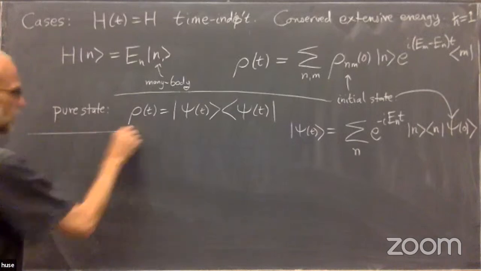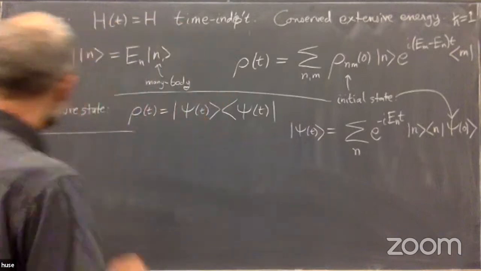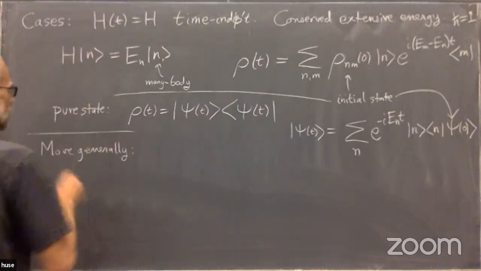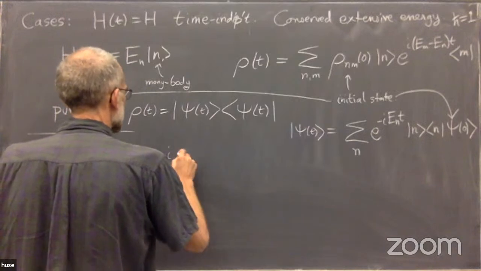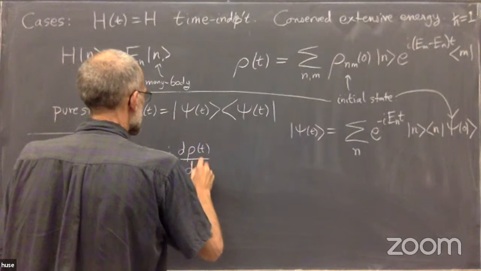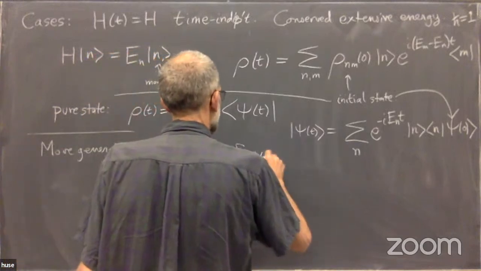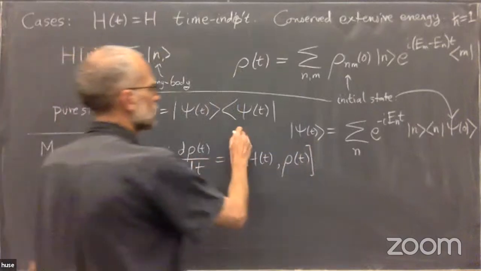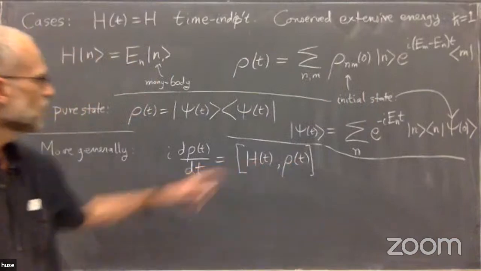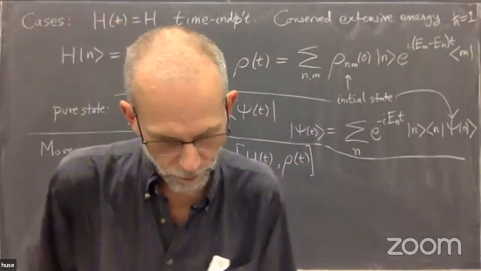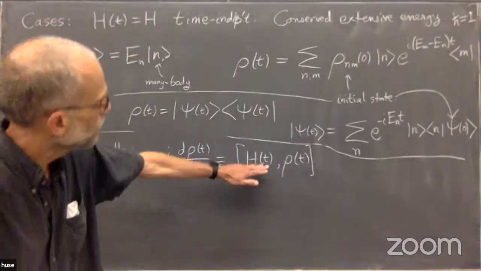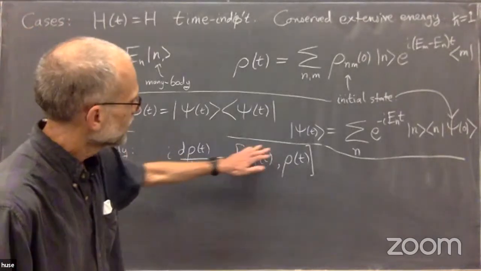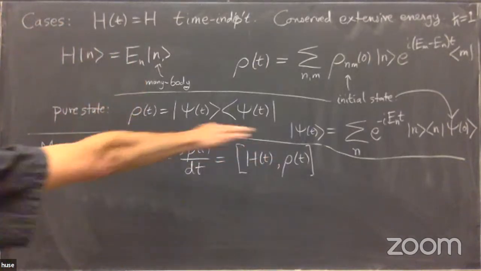Another case is, more generally, to get the dynamics, we write i d rho of t over dt equals the commutator of H of t and rho of t. This is the general unitary time evolution of a state with a time-dependent Hamiltonian. And sometimes we actually consider just a general time-dependent Hamiltonian, and that's often of interest. Like this might be a random quantum circuit doing some operation, and then you might be able to actually solve this problem.